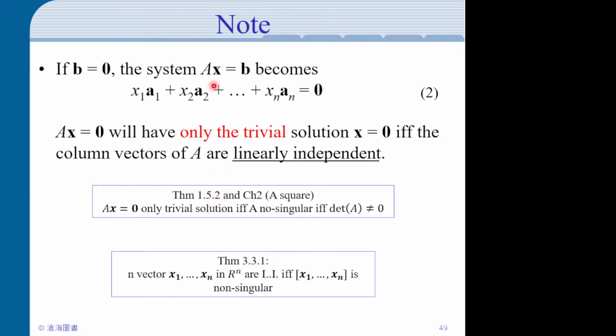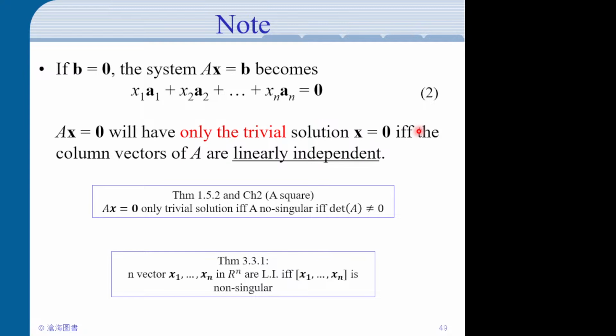But now let's go back to column space first. We want to see what about AX equal to 0. How many solutions does it have? It always has the trivial solution of X equal to 0. So this equation either has one solution or many solutions.